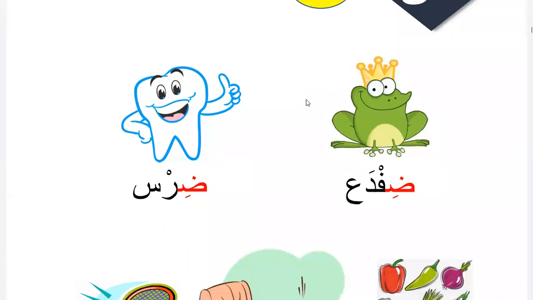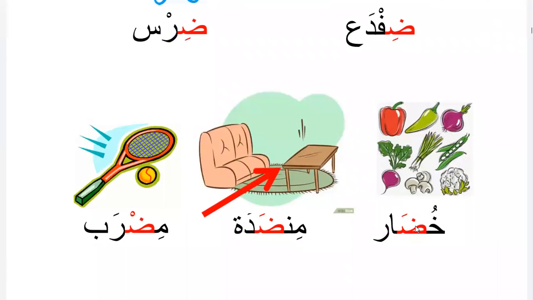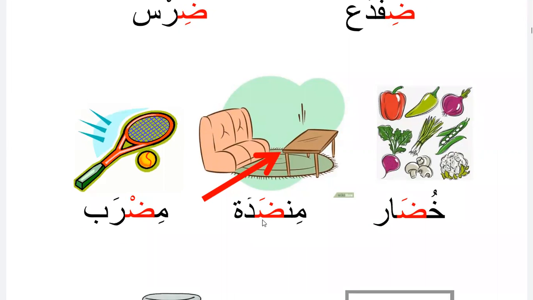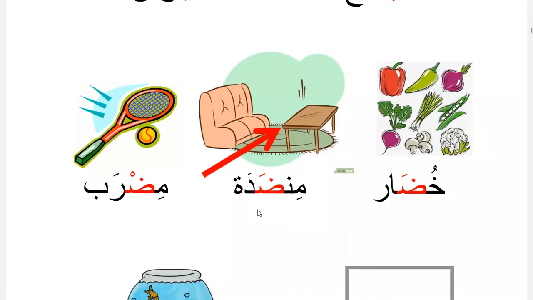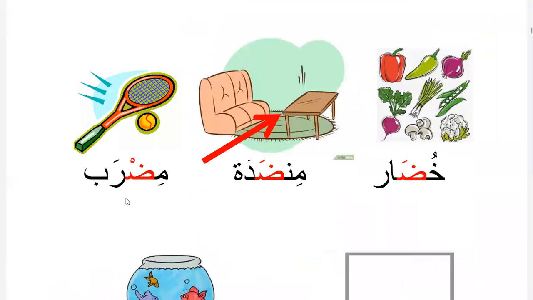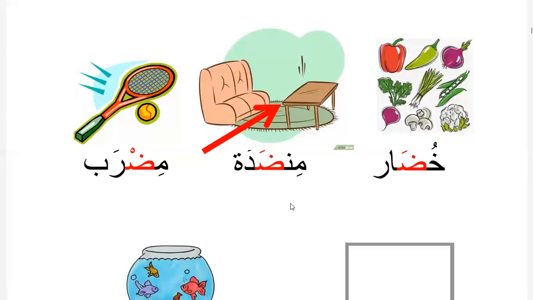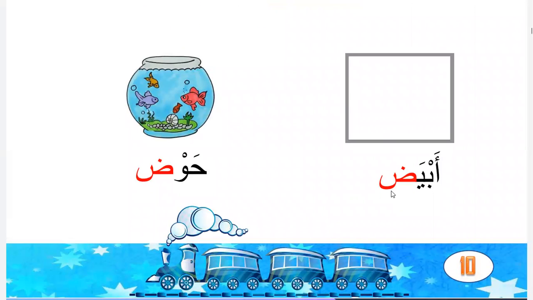We have the letter dad. So zifda. Repeat after me both. Zifda. Dars. Khudar. Min dada. Mizrab. Abyad. Haud.